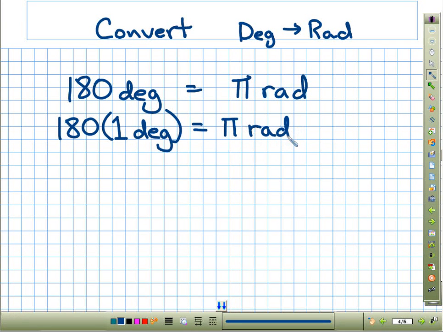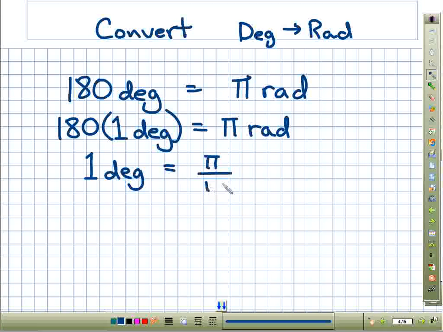Now you might think, well, why do you want to do that? Because now, what if I told you solve for 1 degree, like it was x or something, like an equation? What does 1 degree equal? That's right. Just divide by 180, and what you get is pi over 180 radians. Look at that. So we know this, that if 180 degrees equals pi radians, then 1 degree is pi over 180.